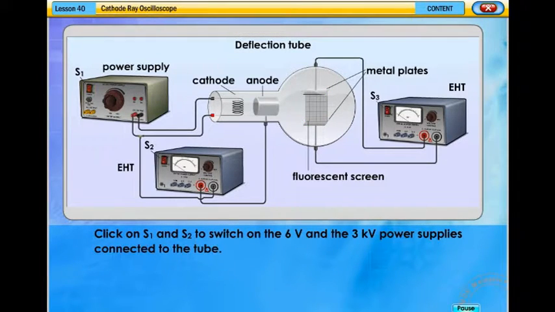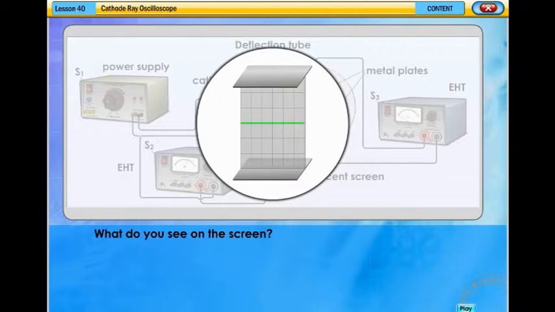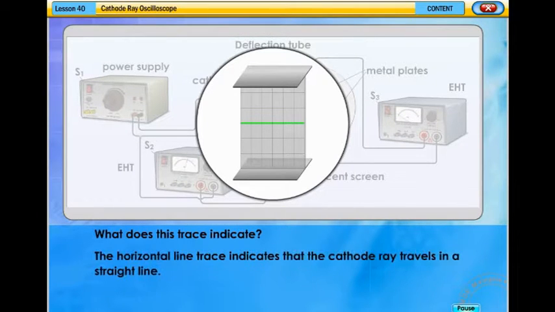Click on S1 and S2 to switch on the 6-volt and the 3 kV power supplies connected to the tube. What do you see on the screen? A horizontal line trace is displayed on the screen. What does this trace indicate? The horizontal line trace indicates that the cathode ray travels in a straight line.